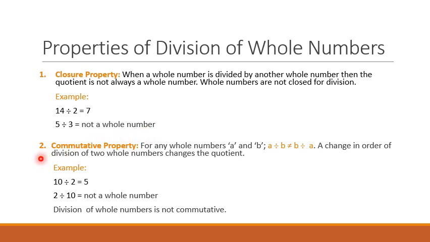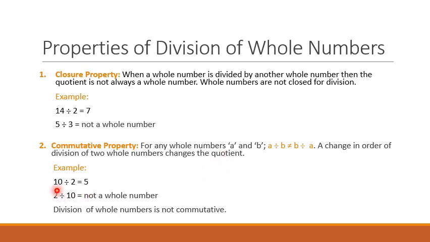Now the next property is the commutative property. For any whole numbers a and b, a divided by b is not equal to b divided by a. Or in other words, I can say a change in order of division of two whole numbers changes the quotient. That means if I interchange the dividend and divisor, the quotient will not be same. It will change. Let's see it with the help of an example.